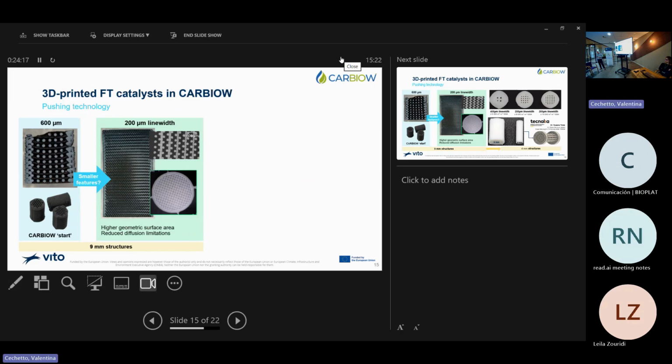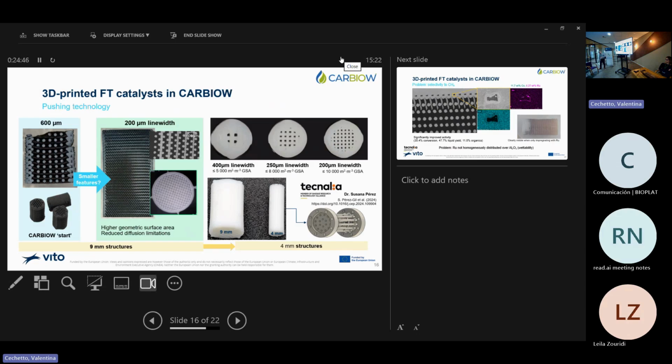Now, we also try to develop further our own technology. In the project, we were working with 600 micrometer fibers, but for process intensification, it can also be interesting to work with very small channels. We push the technology to go to even finer features. So recently, we were able to develop materials with 200 micron fibers to have an even higher geometric surface area, higher activity, and reduced diffusion limitations. Of course, that's very important if you want to go to 4 millimeter vectors, which is actually the size that Tecnalia is currently using our materials with.